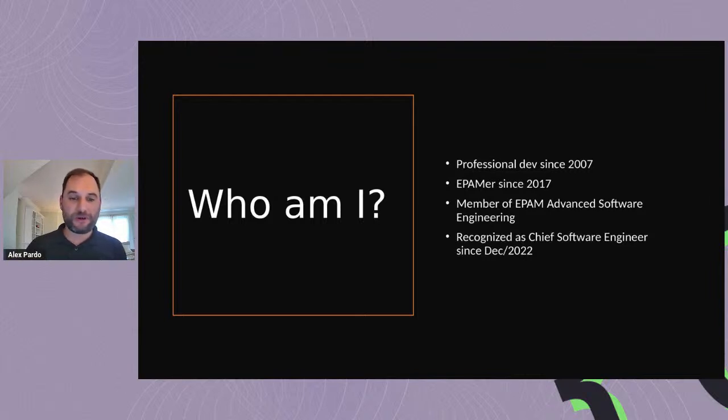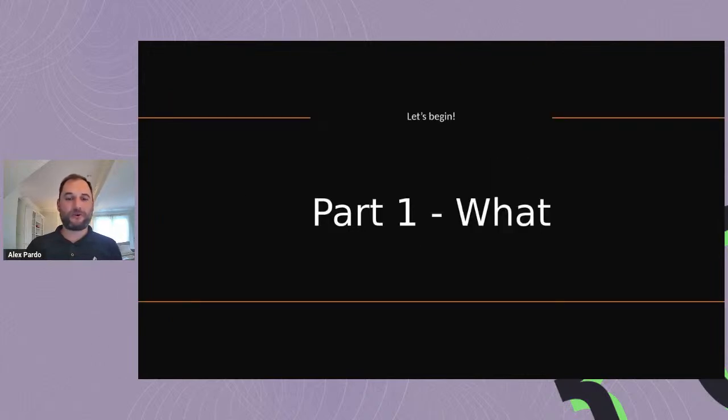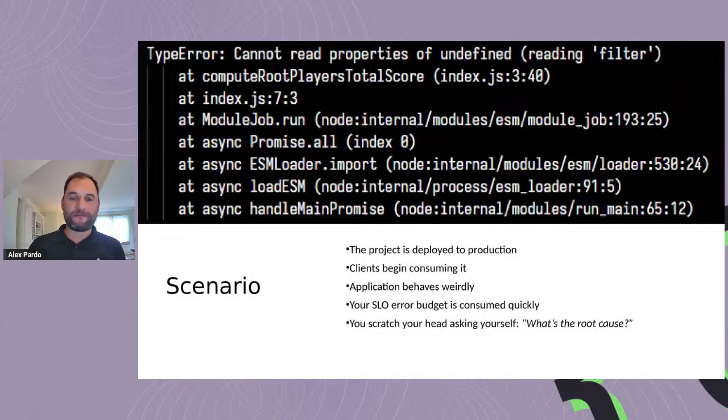Imagine that you are working on your TypeScript project. It's been deployed to production. Your happy clients are consuming it, and you just ship new features. Though suddenly the application behaves weirdly, and you look at your dashboards: your SLO error budget is burning very fast. Then you scratch your head and ask yourself, what's going on? We just tested it well. It's out there in production now, but something is off.